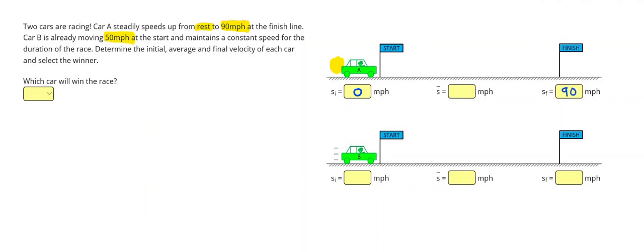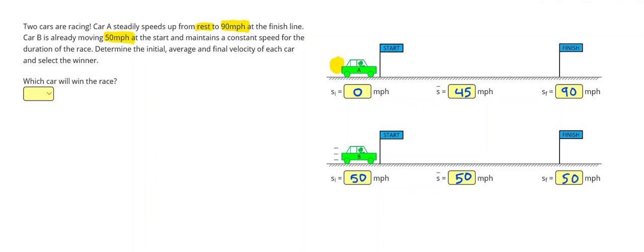So that means my initial speed is 0, and it gives me a final speed of 90 miles per hour at the finish line. Using the average speed rule, I can just cut that 90 in half since the initial speed is 0, and I get an average speed of 45. Alright, car B says travels with a constant speed of 50 miles per hour the entire time. So the question is, who won the race?